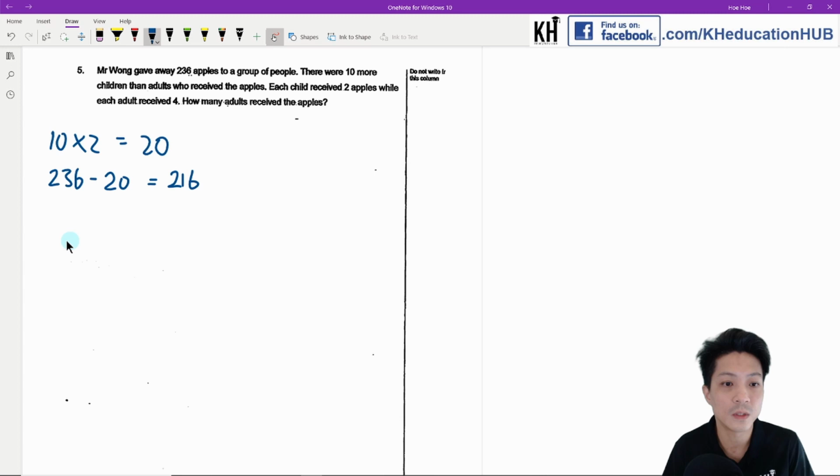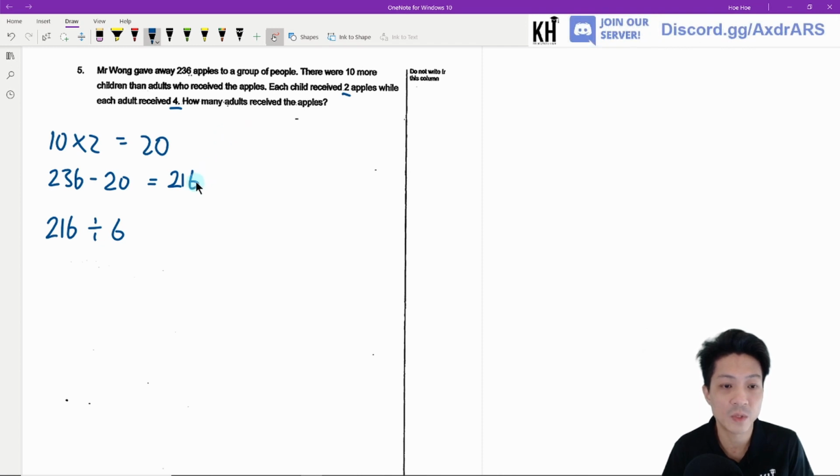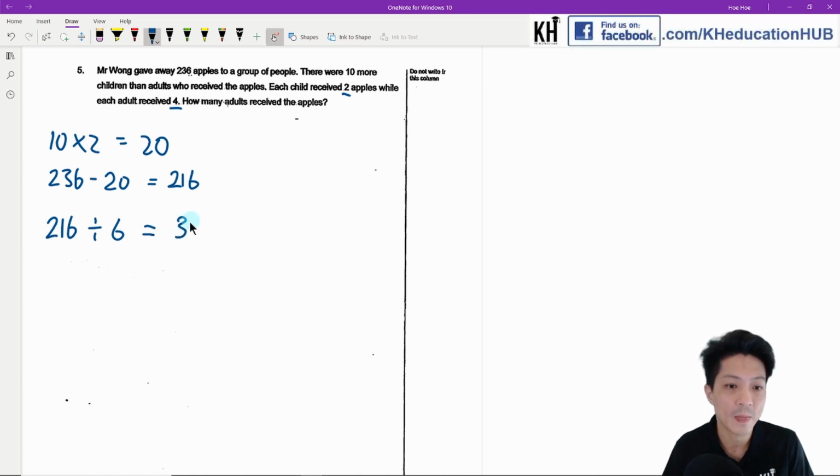So now the next step is we're gonna use the grouping method. We're gonna use 216 divided by 6. The 6 comes from the 4 plus 2. Because once we remove the extra 20 apples, the number of children and adults who receive the apples will be the same. 216 divided by 6 will be 36. This is the number of adults.